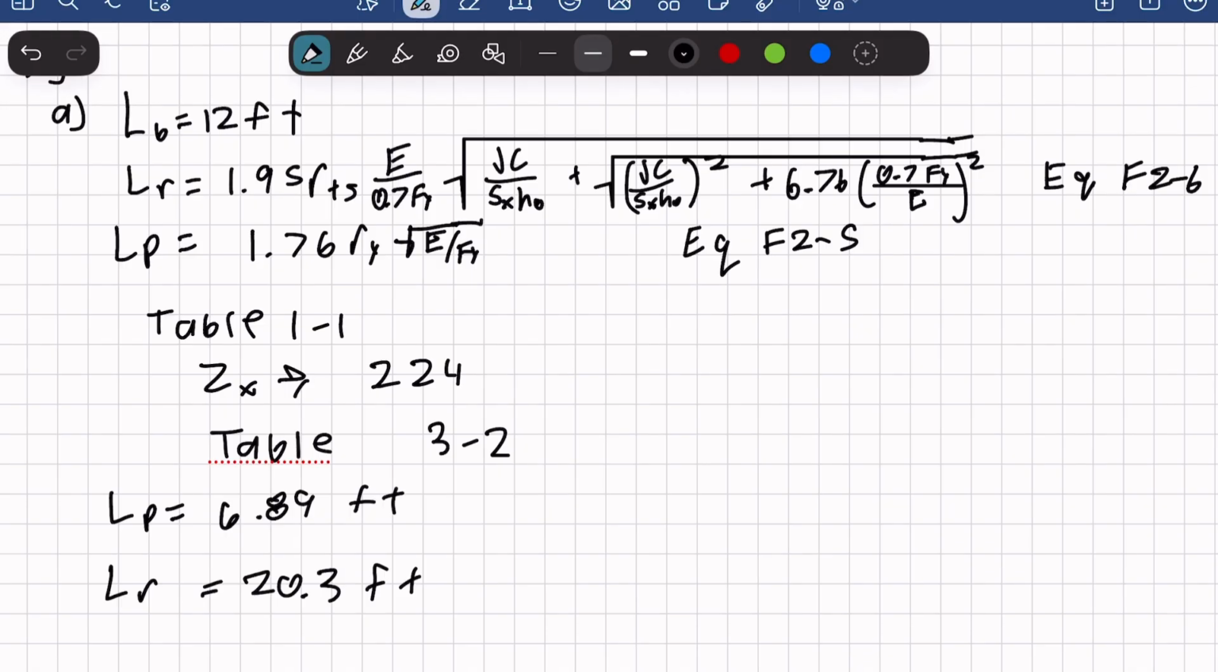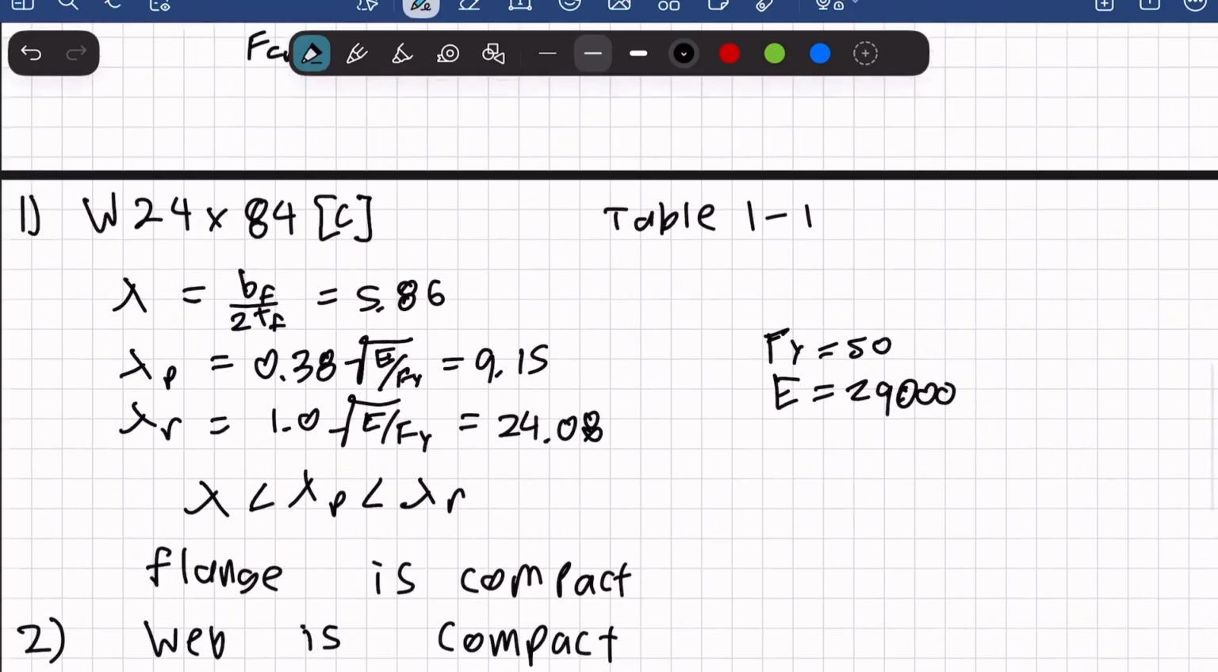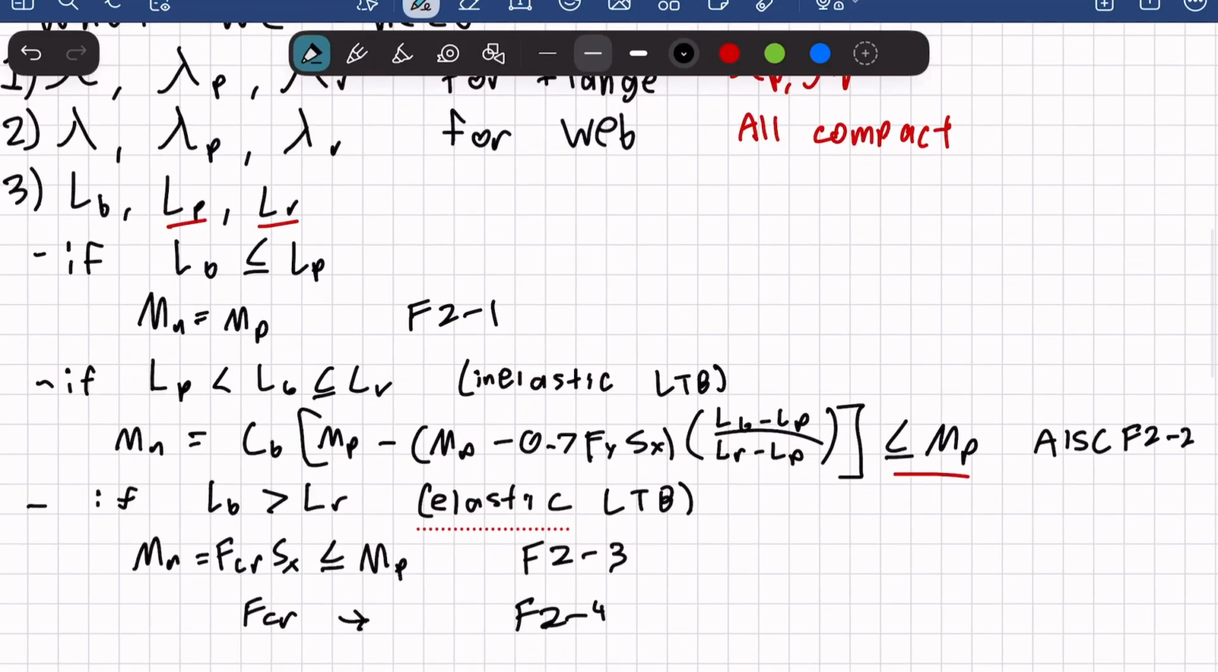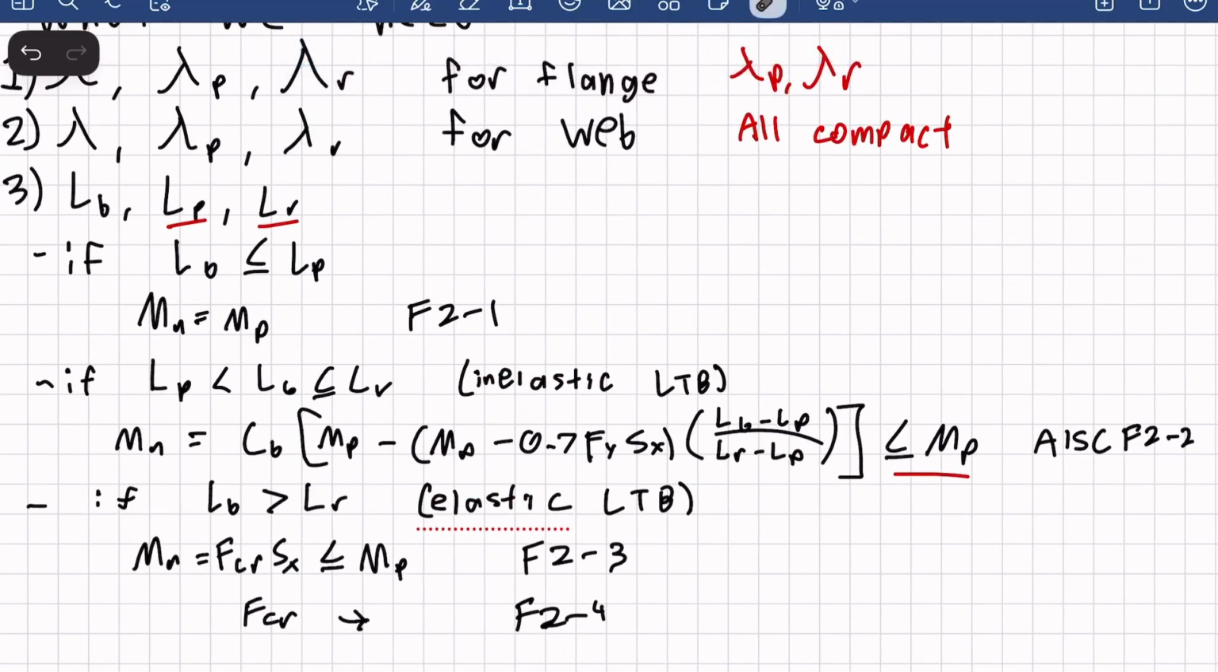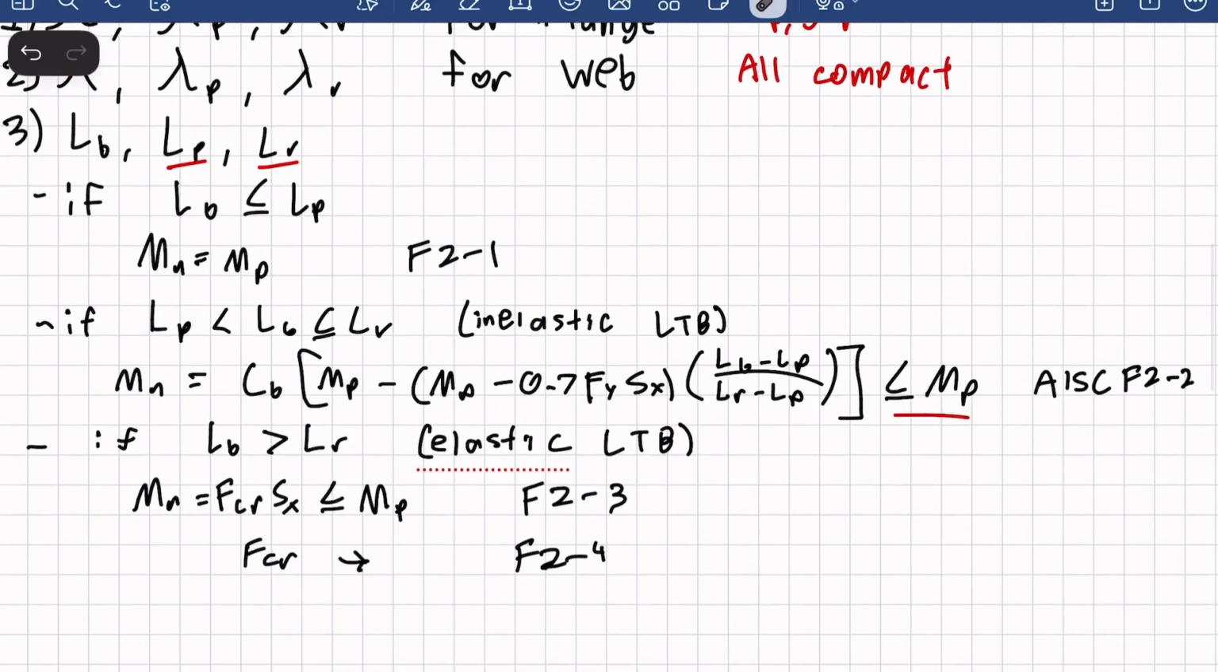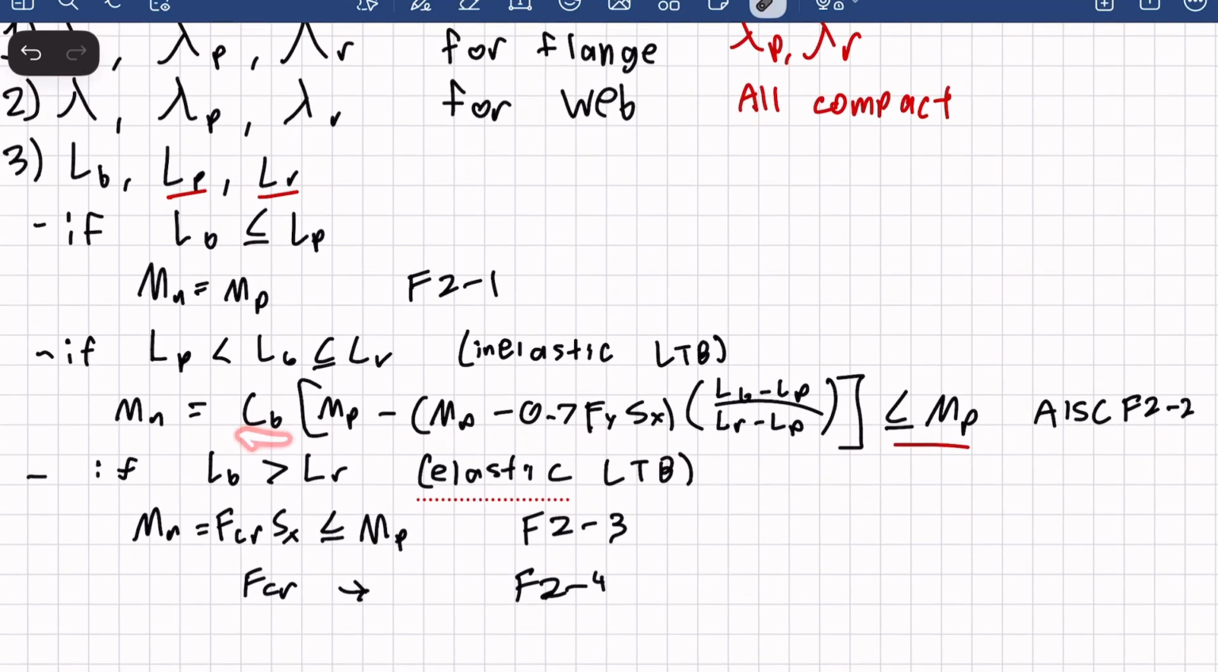So with that information, we now know what equation we need to proceed with. If we come back up here, we have a 12-foot member, so we're going to be subject to this case right here, which is inelastic lateral torsional buckling. And this is where this fun case comes up. And I'm just realizing, I don't have this written as a step. Well, this introduces the problem of CB, which we can talk about right now.